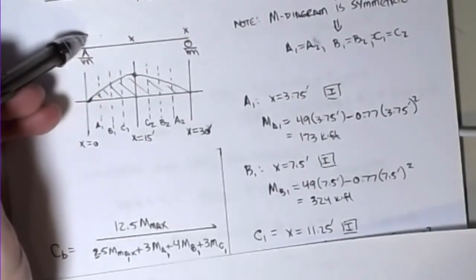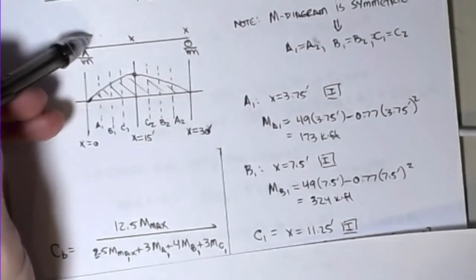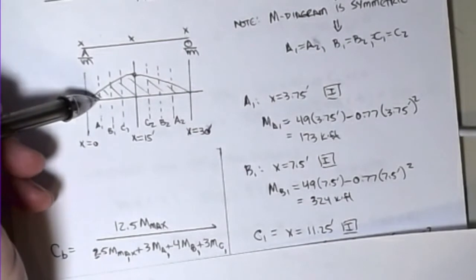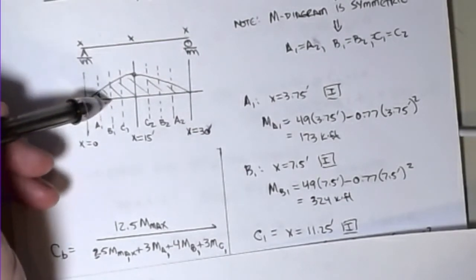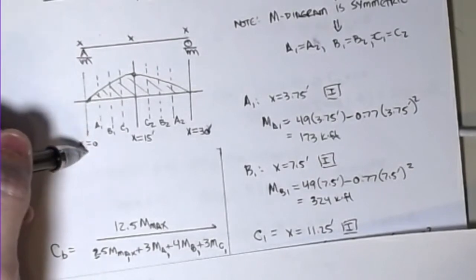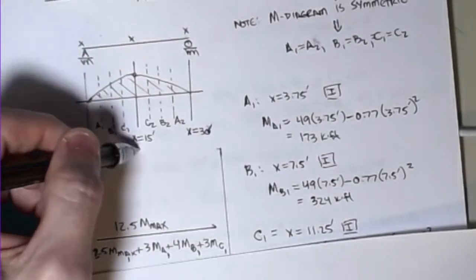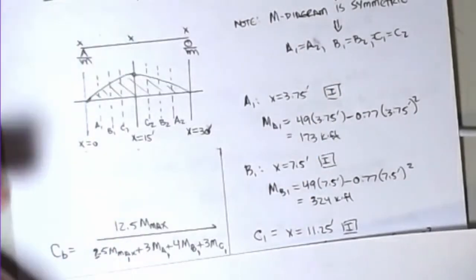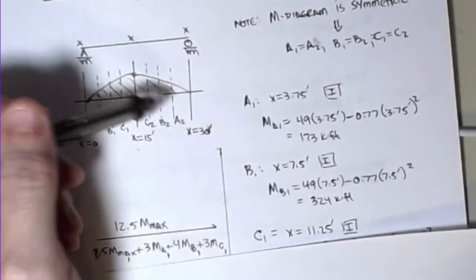If I drew this out correctly, here's my first span. That's my Lb1, if you will. My Lb1 is 15 feet, the distance between these two points. My A1 is at 1/4 of that distance, B1 is at 1/2 of that distance, and C1 is at 3/4 of the distance. Again, I'm measuring x as 0 at the left, 15 in the middle, and 30 at the right. And again, this thing is symmetric, so whatever we find here will be the same for the next one over.